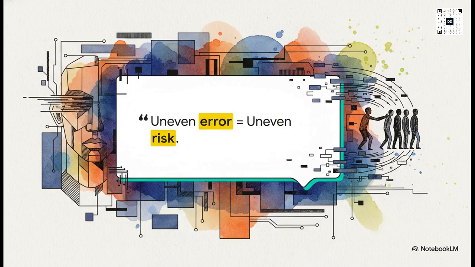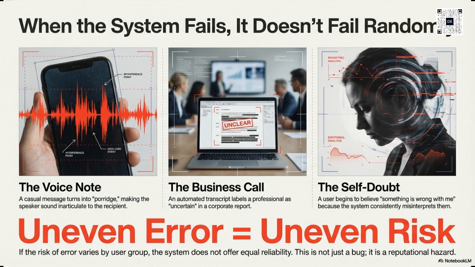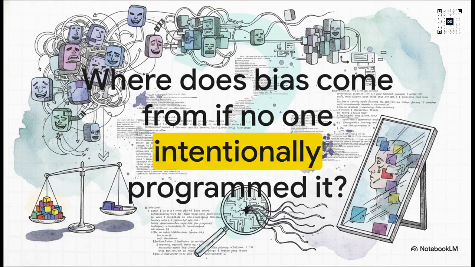See, these aren't just random, annoying glitches. No, they point to something much, much bigger. Uneven error equals uneven risk. It's simple, really. When an AI makes more mistakes for some people than it does for others, the consequences are absolutely not felt equally. So what's the deal? If nobody is sitting there programming these things to be biased on purpose, where is it all coming from? Well, let's dig in and find out.